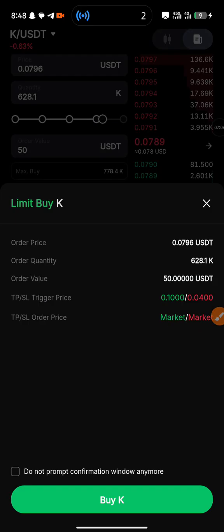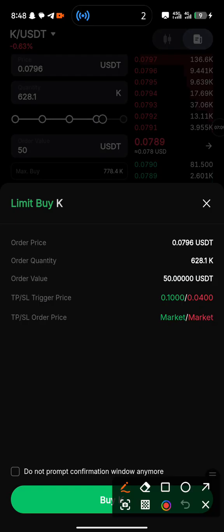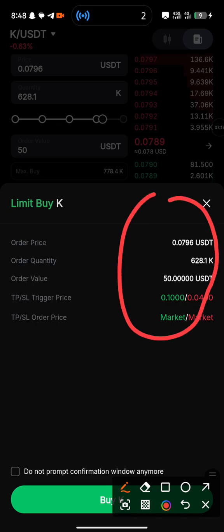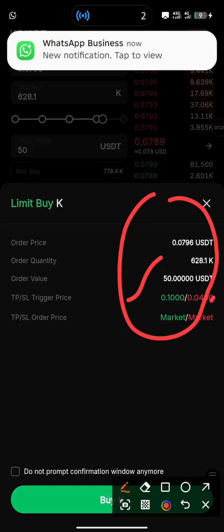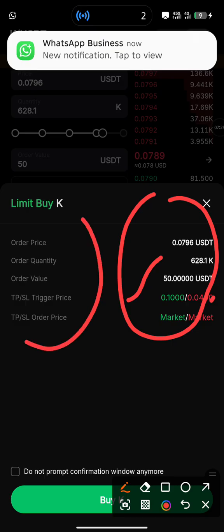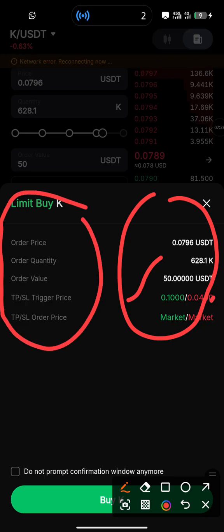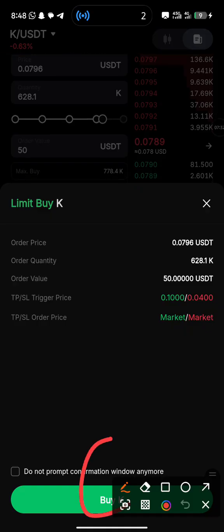After coming to this place to proceed to buy, it will bring you the overview, like the review, to show you everything here. You can see this is what you said: you want to sell when it's 0.1 and you want to quit the market when it's 0.04, which is here. So it shows you everything here. All you need to do is to proceed to click on buy.